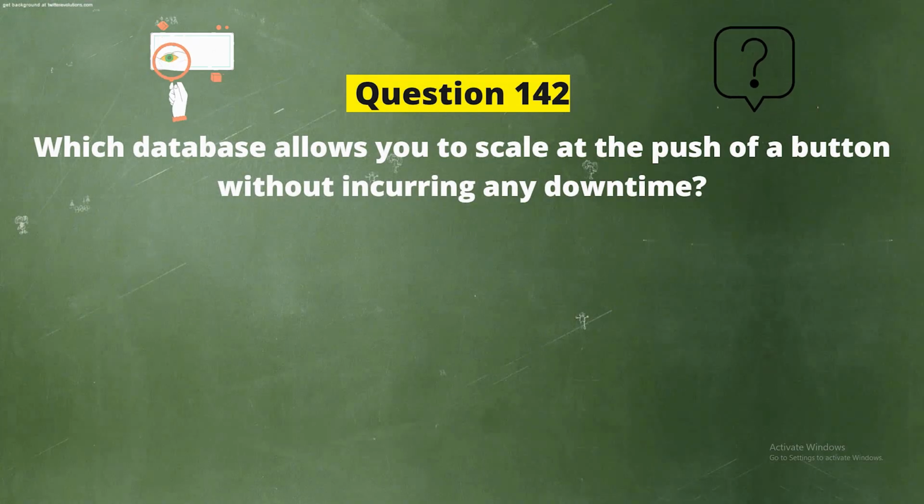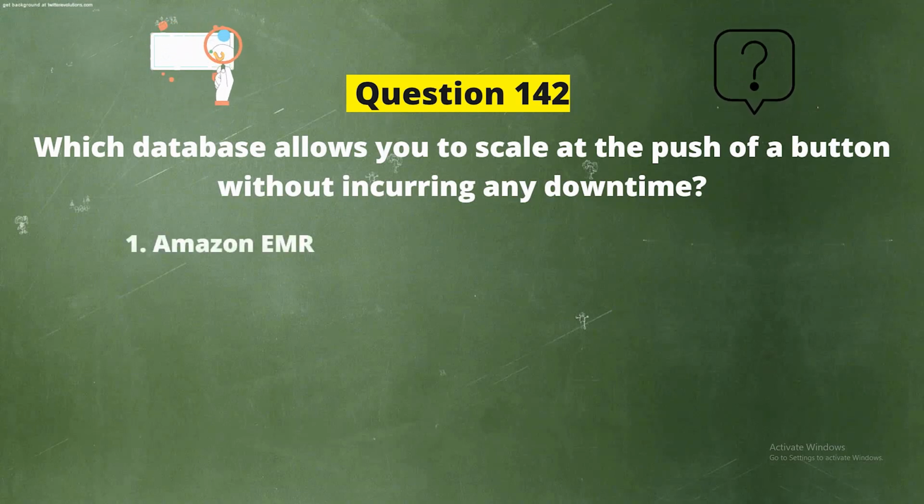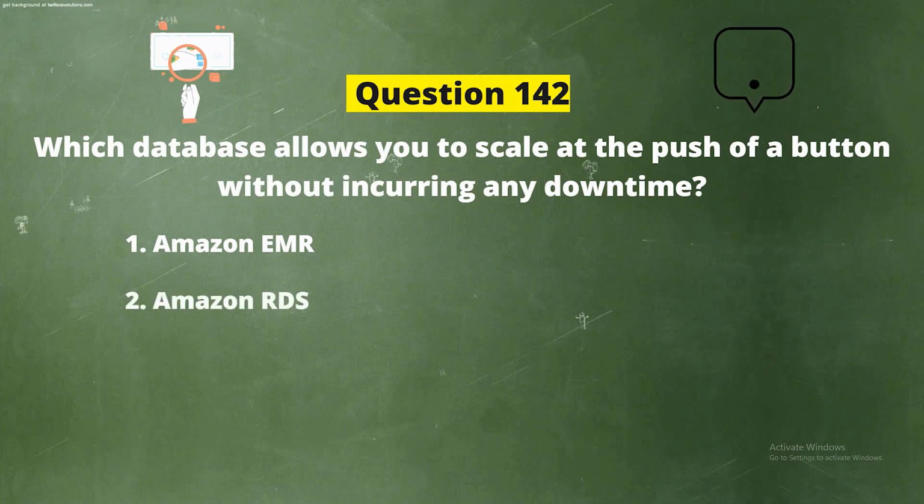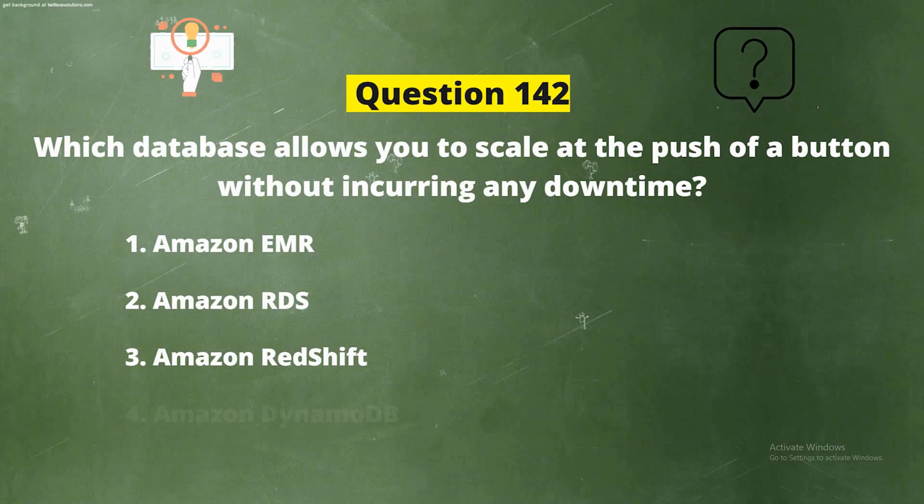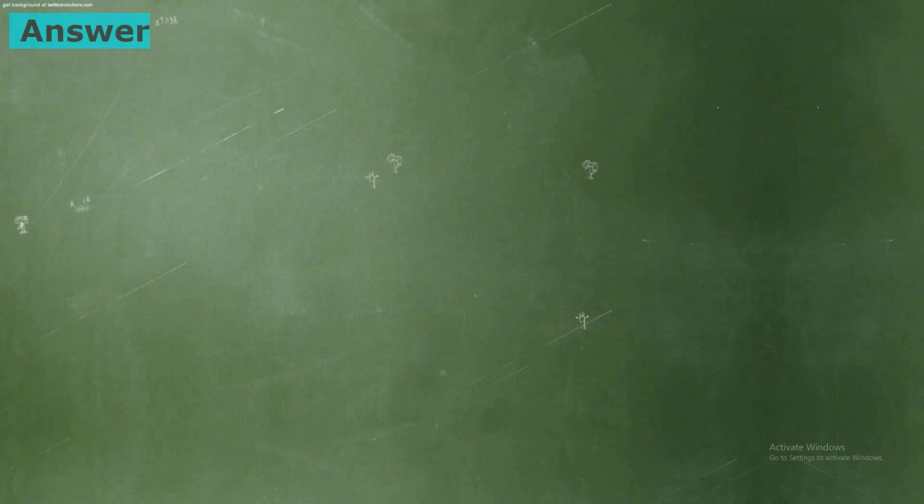Next question. Which database allows you to scale at the push of a button without incurring any downtime? And the options are: Option 1. Amazon EMR. Option 2. Amazon RDS. Option 3. Amazon Redshift. Option 4. Amazon DynamoDB. And the correct answer is Option 4.